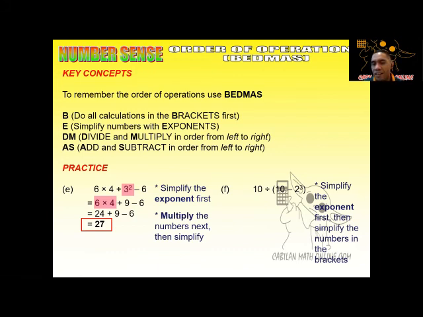Notice that inside the brackets there is something with an exponent, so we have to take care of that first. Step number 1, we take care of the 2 to the exponent 3, which is 8. That simplifies to 10 minus 8 inside the brackets. Then 10 minus 8 will give me 2. And then 10 divided by 2 will give me 5. Again, be careful when you're dealing with exponents inside the brackets, and always take care of that first.